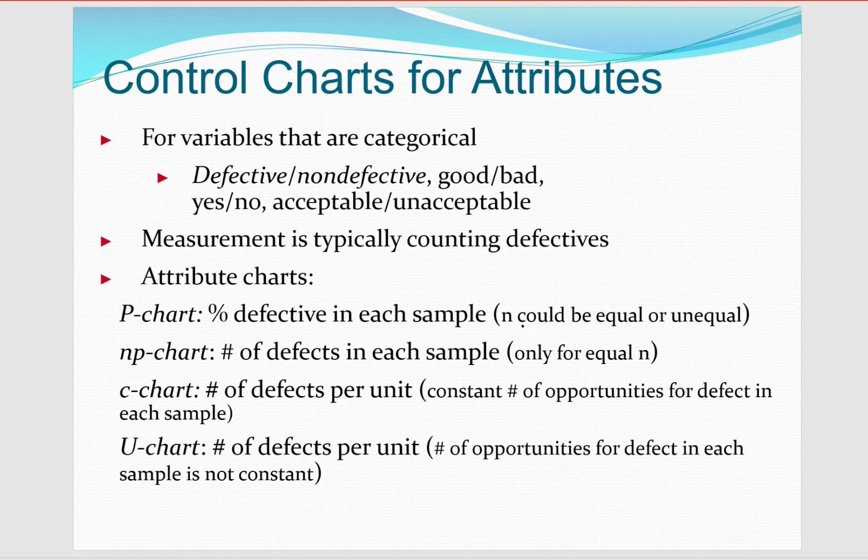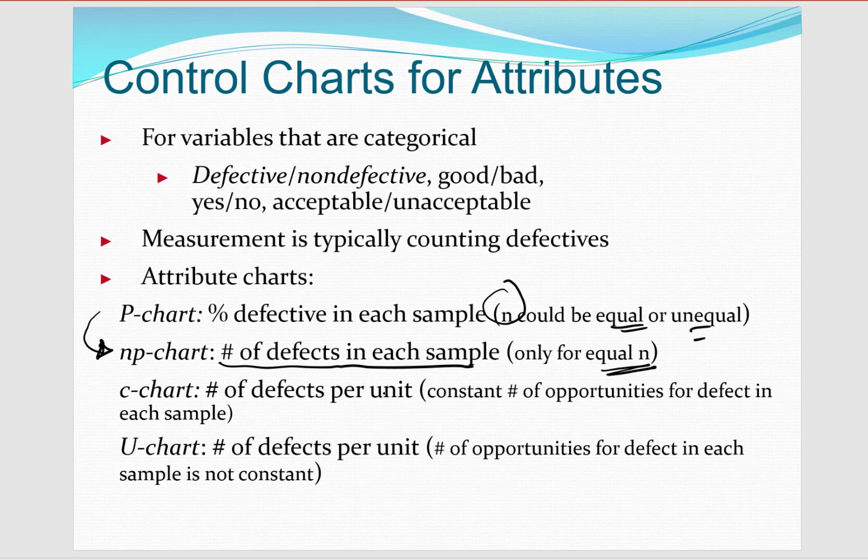And when we use P charts, n, or the sample size, could be either equal over multiple samples or unequal. So this is a proportion or a percentage chart. NP chart is very similar to a P chart, except that instead of percentage, we are tracking the number of defects in each sample. The only thing with NP chart is that it can only be used when sample sizes are equal to each other.